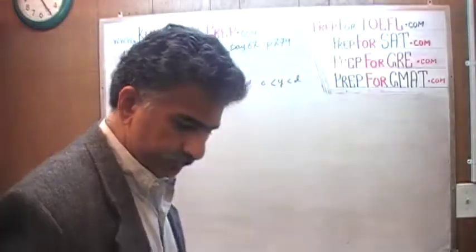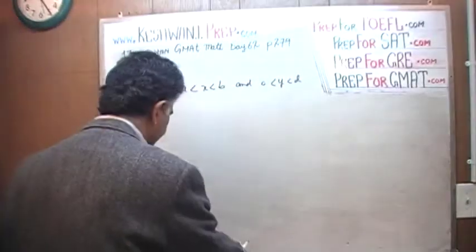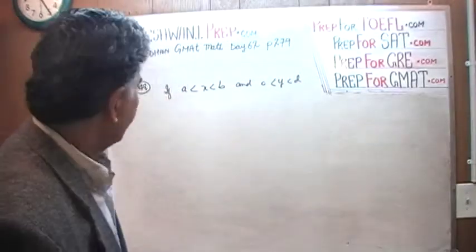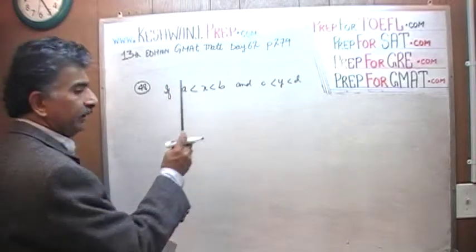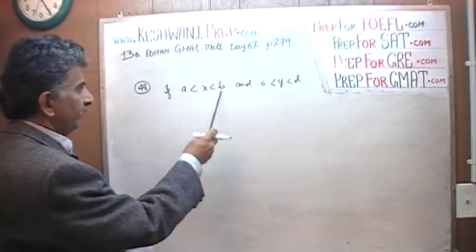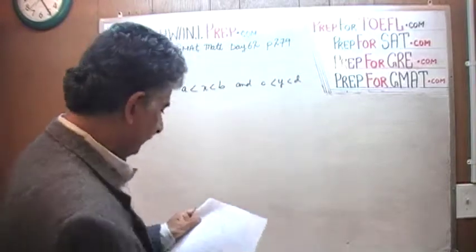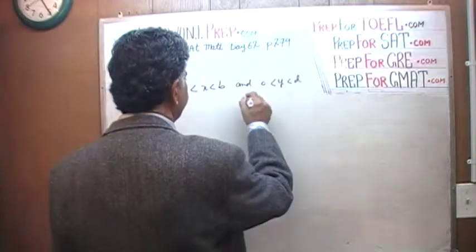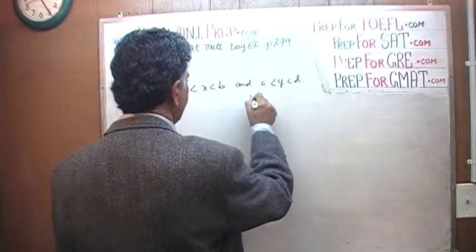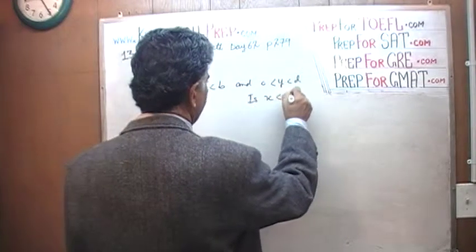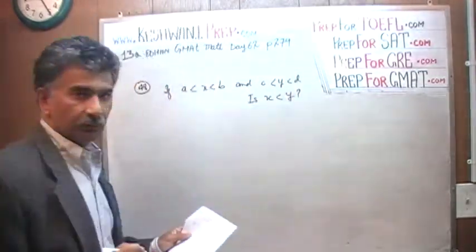It says that if x is between a and b, x is more than a but less than b, and if y is between c and d, the question simply is: is x less than y? That's all they're looking to see.